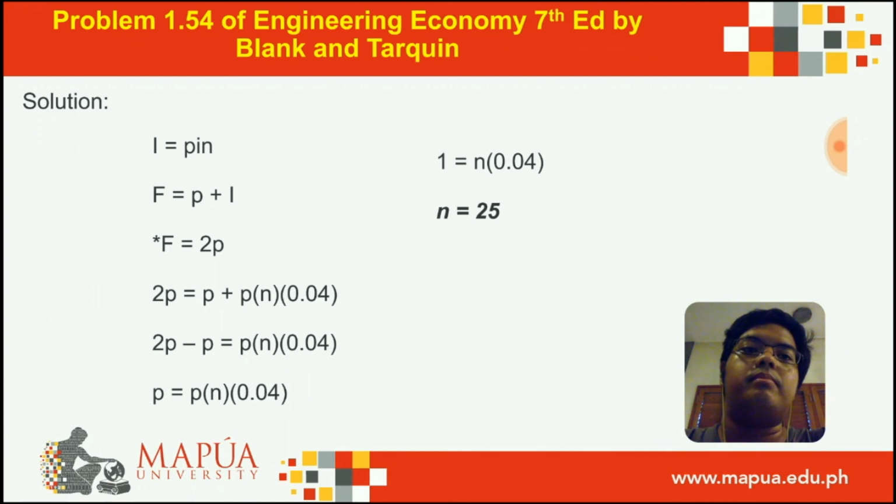So in the choices, 25 years is B. So the answer is letter B.